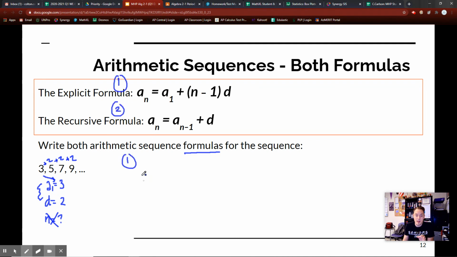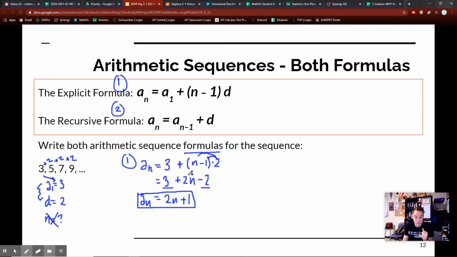So first thing, I'm going to find my explicit, and then I'm going to find my recursive. Let's go to step 1. What is my explicit? I'm going to write it down. A sub n equals, what is a sub 1? We already said 3. So it equals 3 plus, right here, n minus 1. What's my n? My n is nothing, I'm going to leave it as it is, minus 1. And then what's my d? My d is 2. Okay, let's simplify it. Remember, I can distribute. So this is 3 plus 2n minus 2. I can simplify by combining like terms. 2n doesn't combine with anything. 3 minus 2 is plus 1. So this is my general term formula.